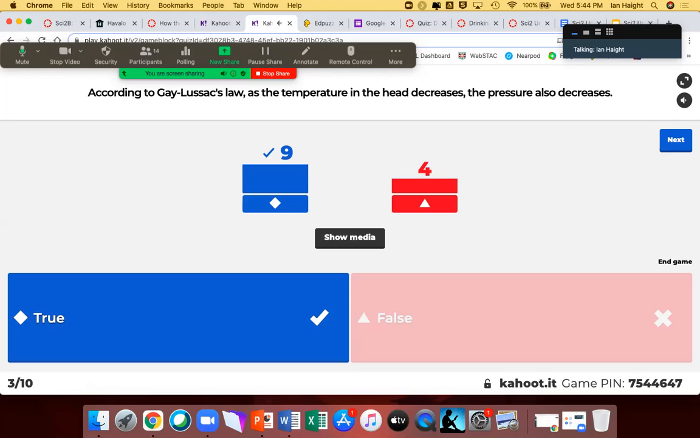Very good. Again, most of you got that. That is indeed true. The trick here is to remember that everything is proportional to temperature, right? So temperature and volume are directly proportional when you're talking about gases. Temperature and pressure are directly proportional. In other words, they'll always behave the same. Temperature goes up, pressure will go up, volume will go up. If temperature goes down, pressure will go down, or volume will go down.